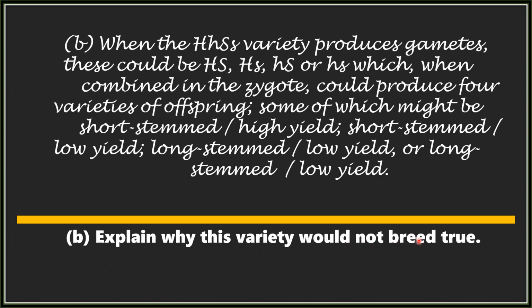Explain why this variety would not breed true. When the capital H, small h, capital S, small s variety produces gametes, these would be capital H, capital S, capital H, small s, small h, capital S, or small h, small s, which when combined in the zygote would produce 4 varieties of offspring: short-stemmed, high-yielding; short-stemmed, low-yielding; long-stemmed, high-yielding; long-stemmed, low-yielding.